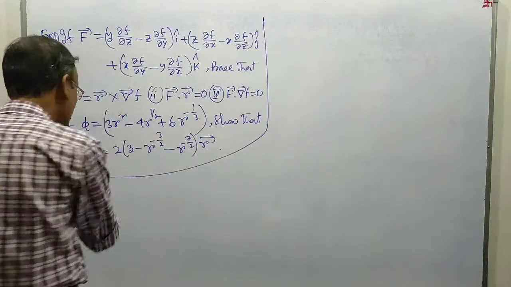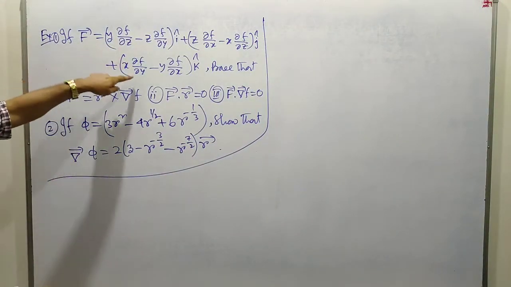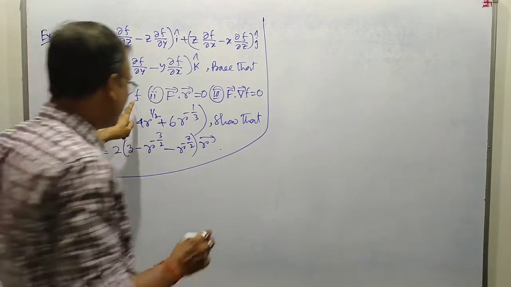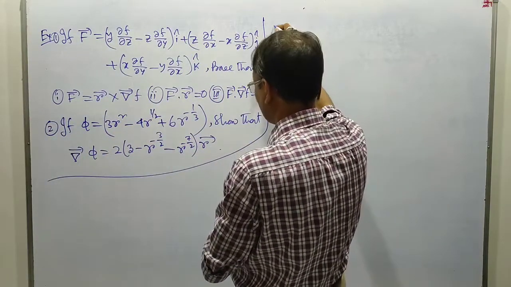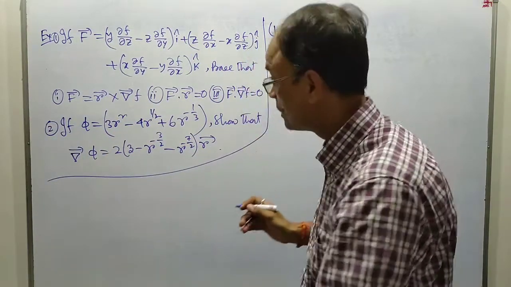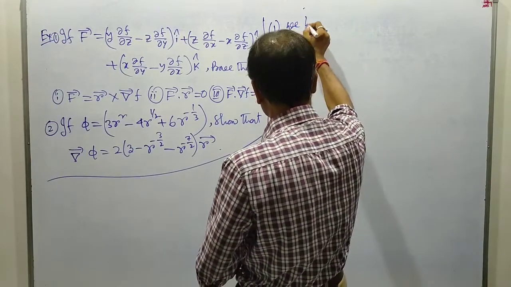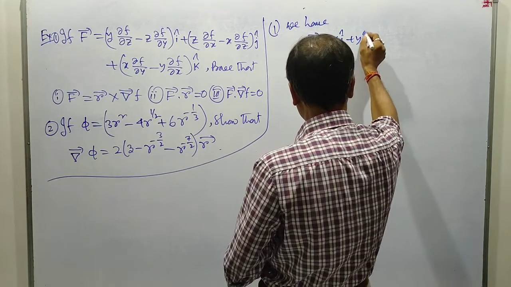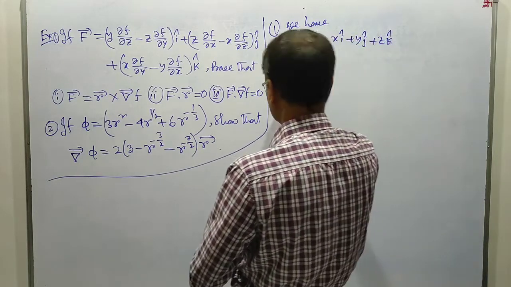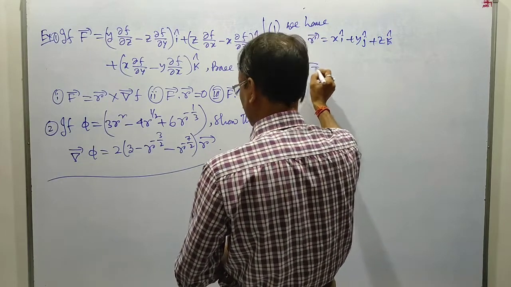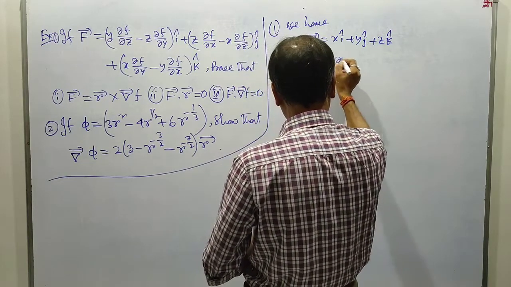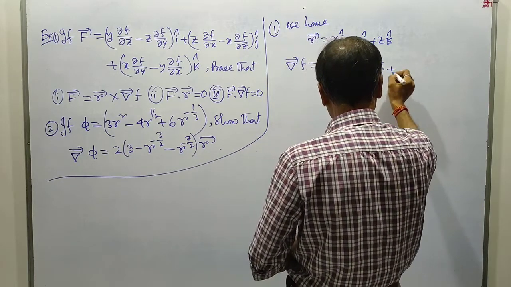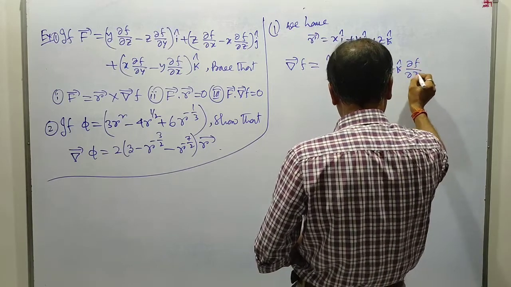Let us try to solve this problem. F vector is given. We have to prove that F vector is equal to R vector cross gradient of F. Number 1, we have R vector equal to x i cap plus y j cap plus z k cap. Gradient of F equal to i cap ∂F/∂x plus j cap ∂F/∂y plus k cap ∂F/∂z.